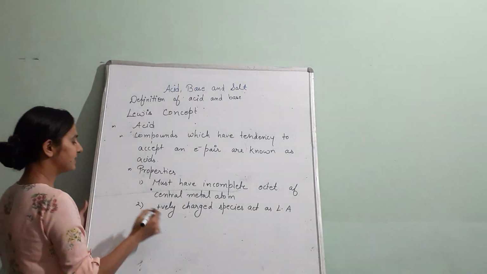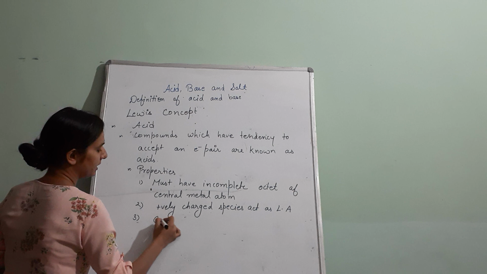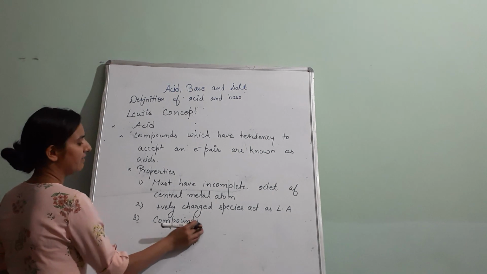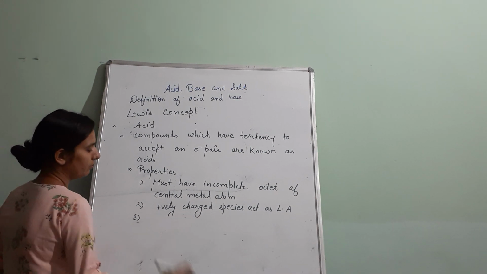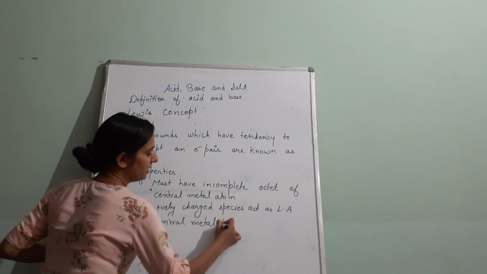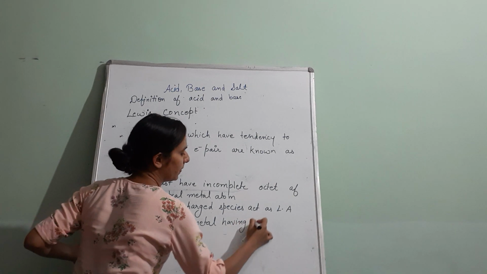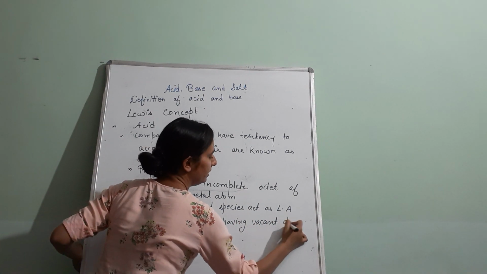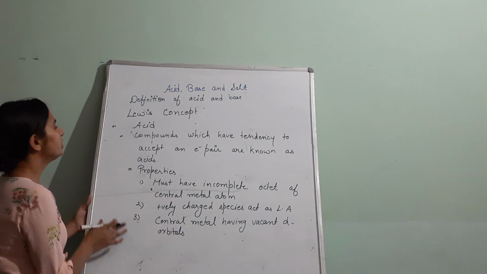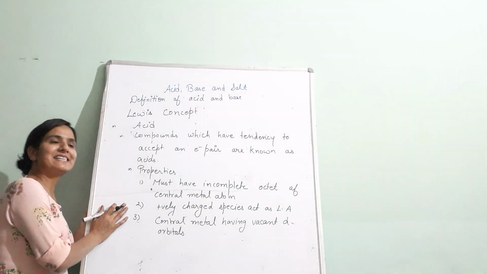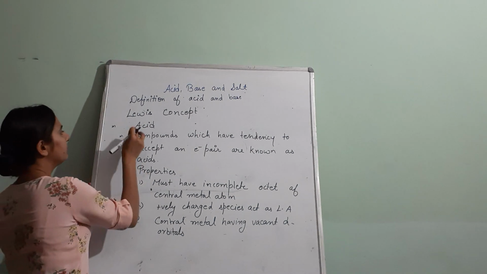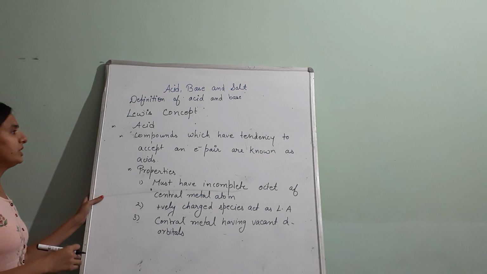LA means Lewis acid. The third one is compounds having central metal with vacant d orbitals. These are the few conditions for compounds which act as Lewis acid. Next, base according to the Lewis concept. What are bases? Note these points.